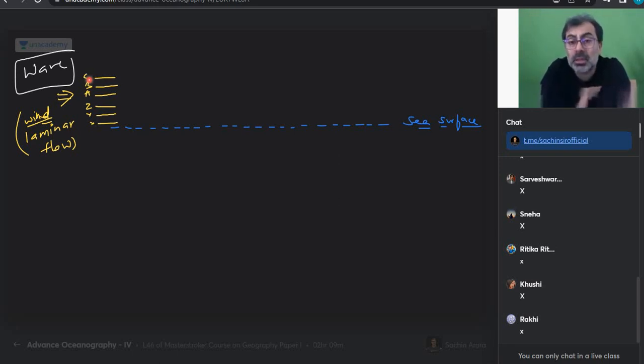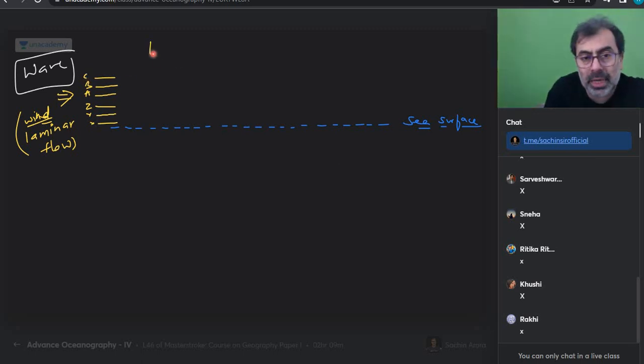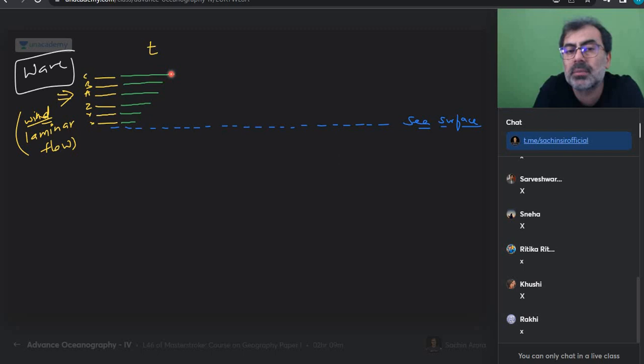Clear? Friction is a force that opposes the motion. So suppose all of them are allowed to move for a time t. Can I say the different layers would have covered different distance? Which layer covers the least distance? X, then Y, then Z, then A, then B, then C.